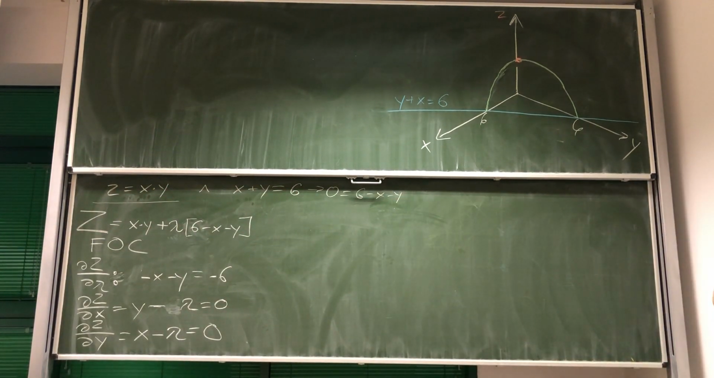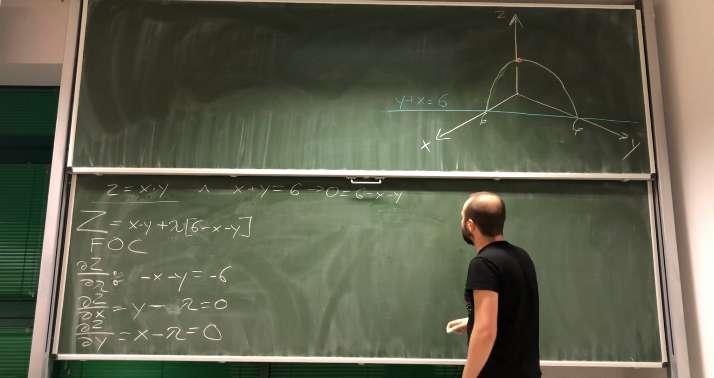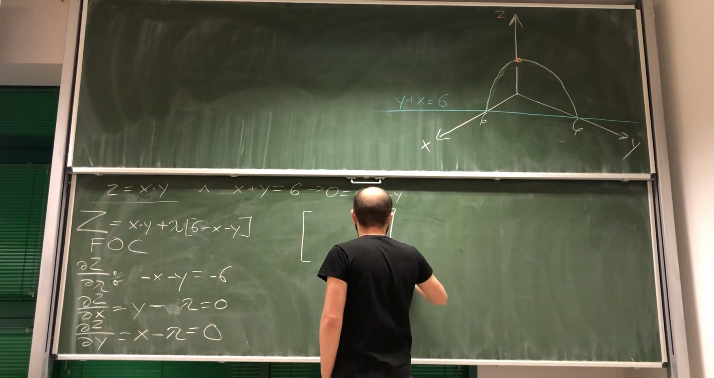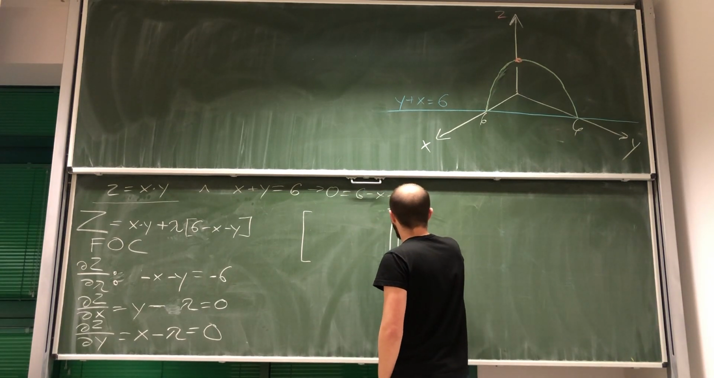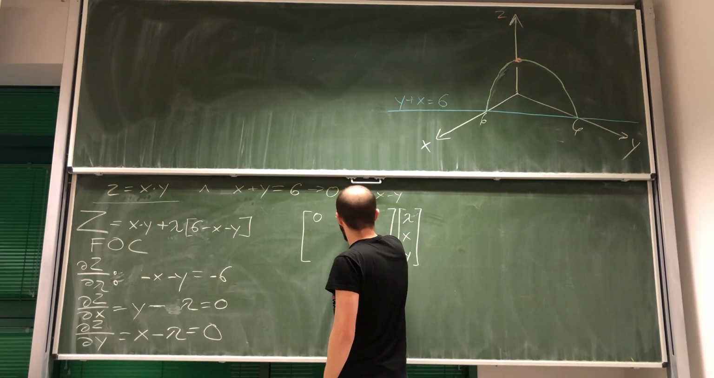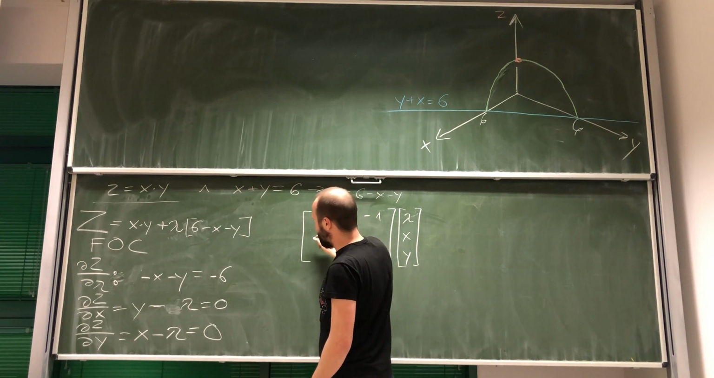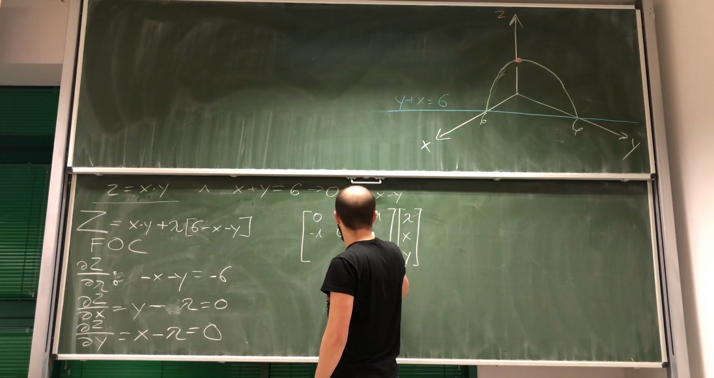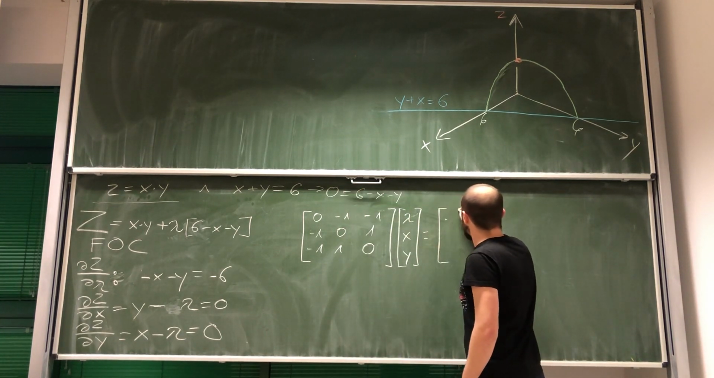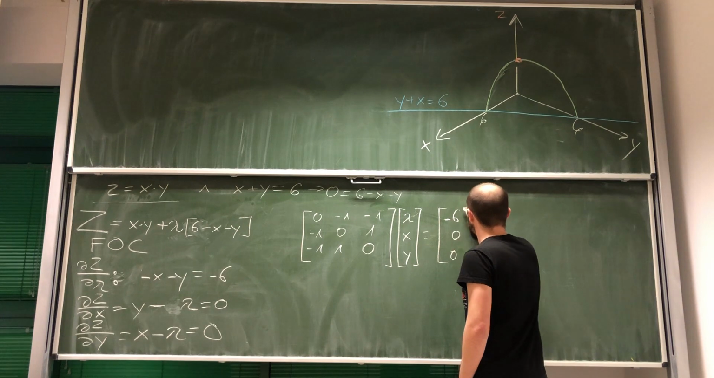Okay, so let's write now the system of simultaneous equations into matrix notation. So we will have first lambda, then x, then y, right? So let's put coefficients. We've got 0, negative 1, negative 1, and then we've got negative 1, 0, 1, negative 1, 1, 0, which is equal to negative 6, 0, 0.